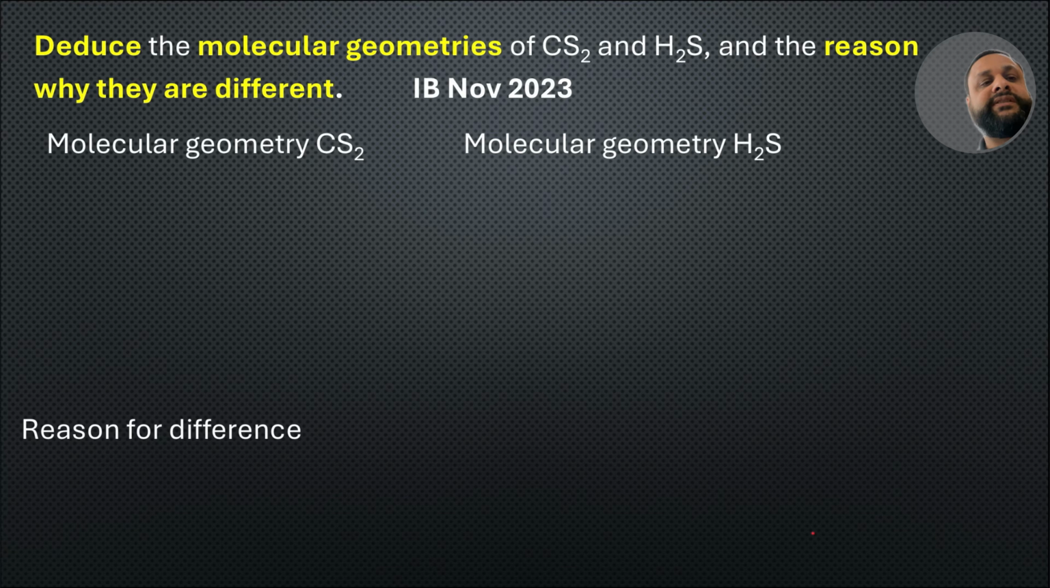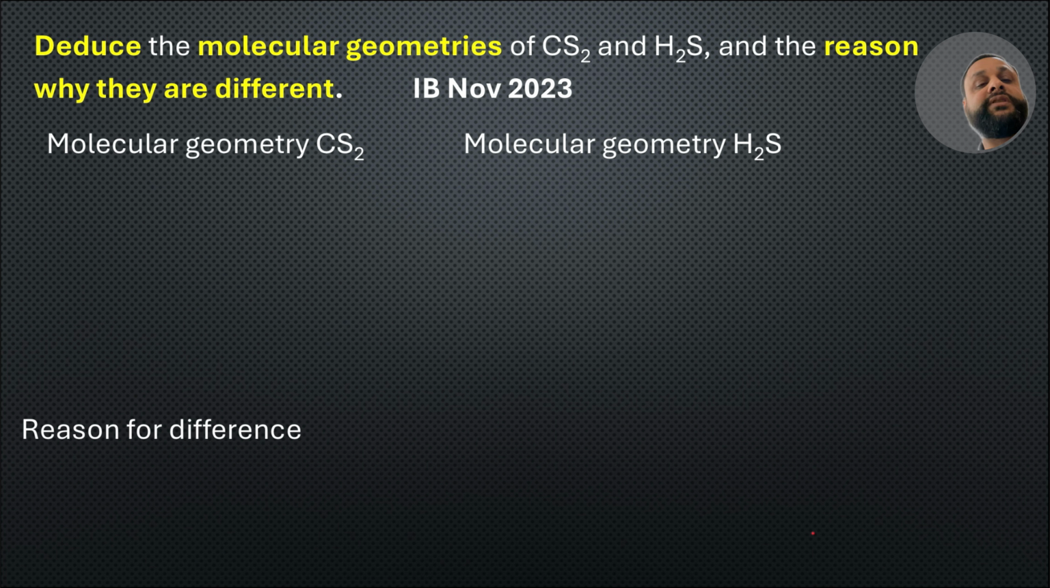Okay, let's look at this question. This question is about shapes of molecules, and we use valence shell electron pair repulsion theory to explain the shapes of molecules. In IB chemistry, we have molecular geometry and we have electron domain geometry. So we need to be careful when reading this question. This question has asked about molecular geometry of CS2 and H2S. And finally, the reason why their molecular geometries are different or similar.